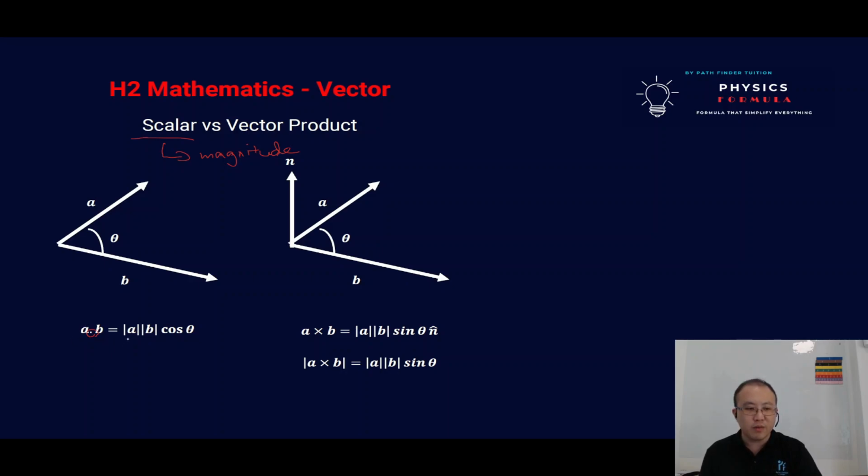So A dot B will be mod A mod B cosine theta. So mod A, mod B, if you recall, these are the magnitude of A, and this one will be the magnitude of B correspondingly. Yeah. And theta is the angle between the two vectors.